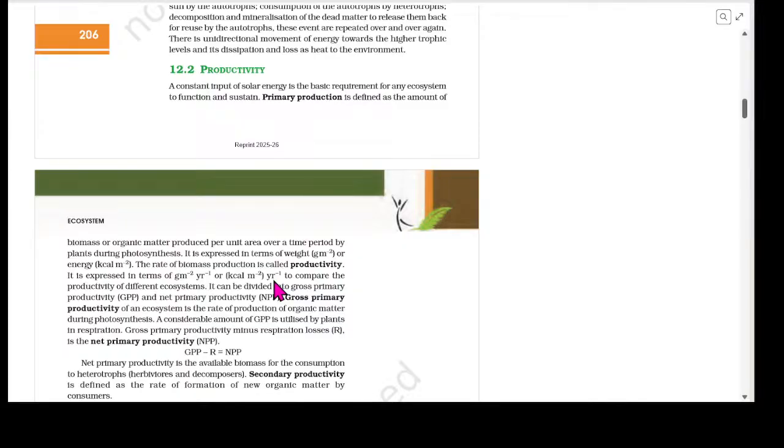To compare the productivity of different ecosystems, it can be divided into gross primary productivity or GPP and net primary productivity or NPP. Gross primary productivity of an ecosystem is the rate of production of organic matter during photosynthesis. A considerable amount of GPP is utilized by plants in respiration. GPP minus respiration losses, which is R, gives you net primary productivity or NPP. That is why GPP minus R will be equal to NPP.